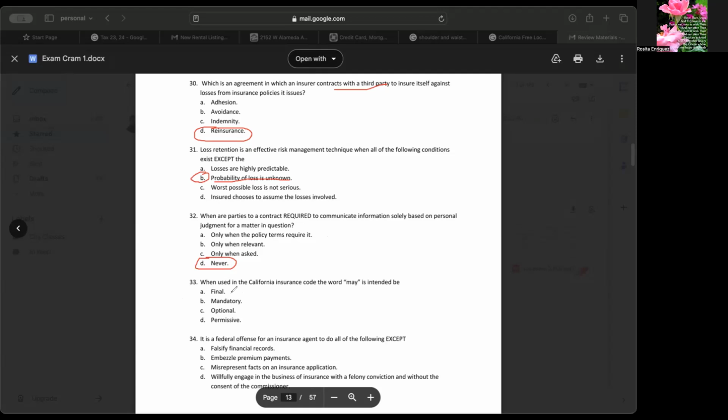Number 33. When used in the California Insurance Code, the word may is intended to be permissive. All right. Number 34. It is a federal offense for an insurance agent to do all of the following except, so if an insurance agent does all of these, it's considered a federal offense, like falsify financial records, etc. But the one that is not considered a federal offense is misrepresent facts on an insurance application.